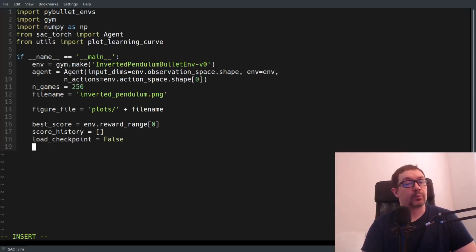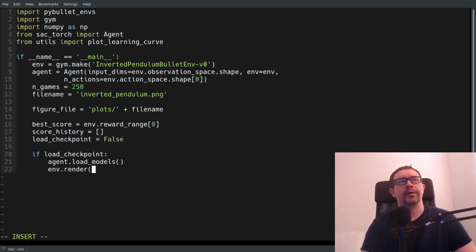So this will determine whether or not we want to load a pre-trained model. And if you do, then what do? So if load checkpoint, agent.load models, and env.render mode equals human. So what this will do is it'll render the agent playing the environment to the screen.